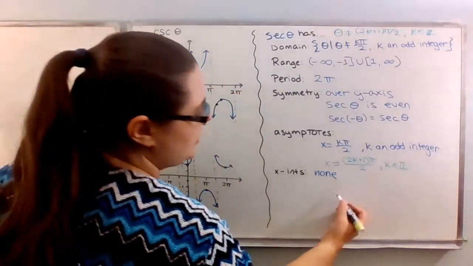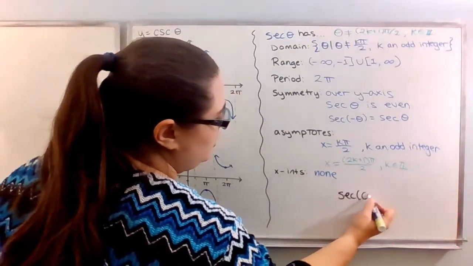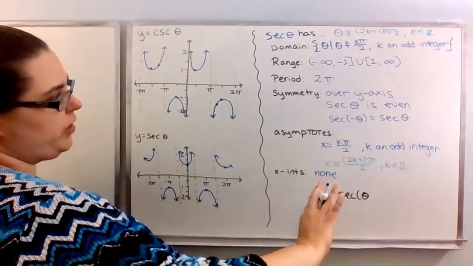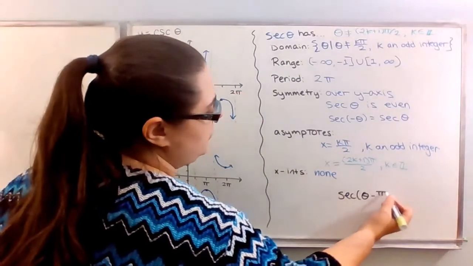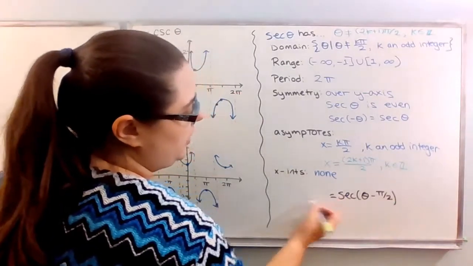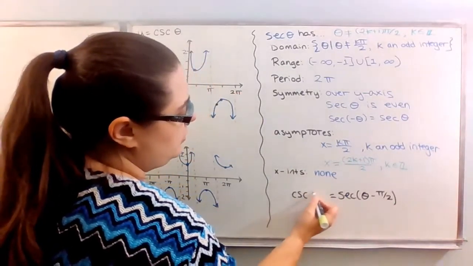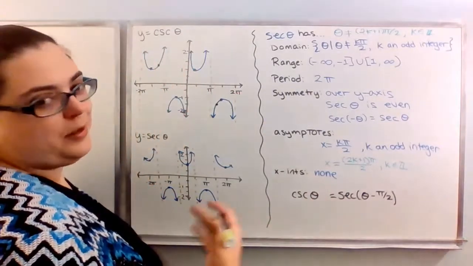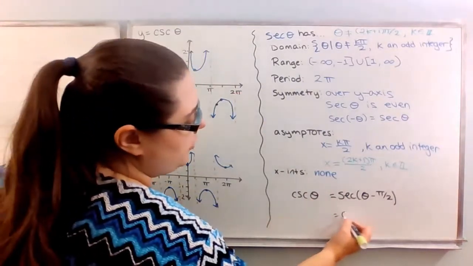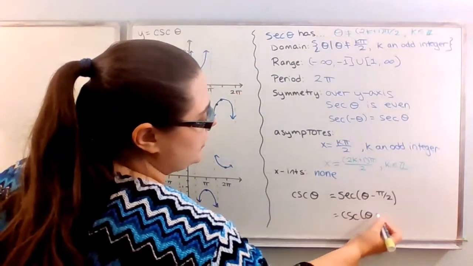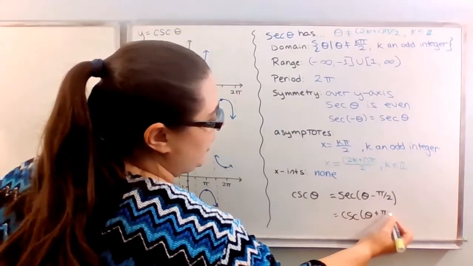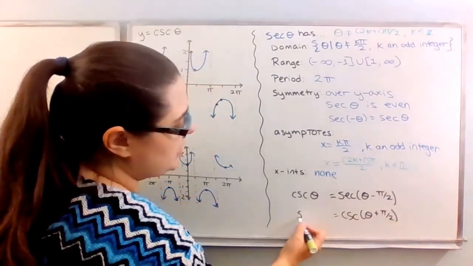This negative u will shift over here, and so on. So if I start out with secant, and then I shift it to the right, so I'm going to subtract pi halves, that will give me cosecant. And by the same token, if I start out with cosecant, and this time I shift it to the left by pi halves, that will give me secant.